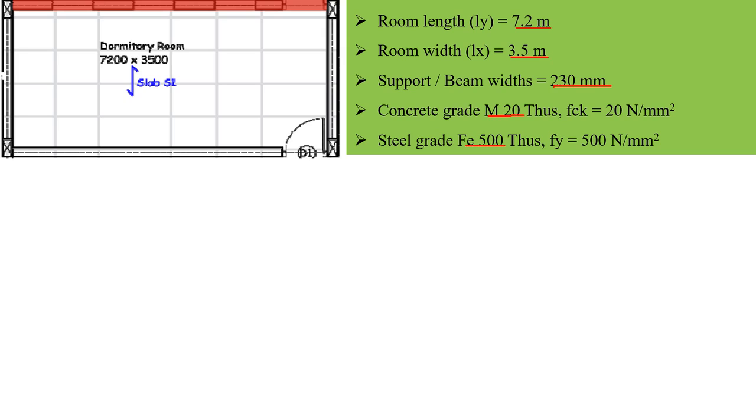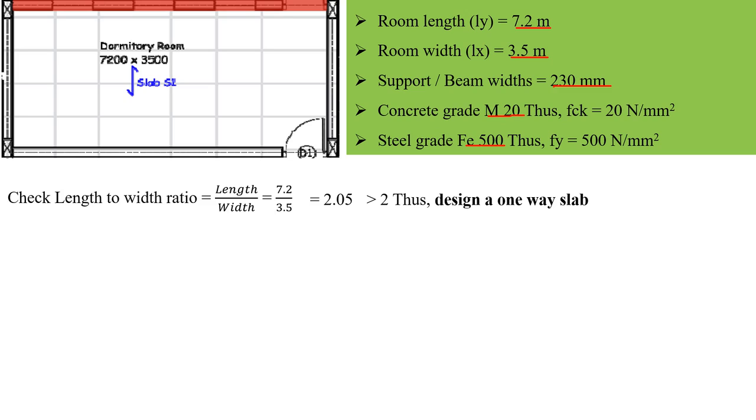So before going for a design, we should check which kind of slab it is. For doing the same, we will divide length upon width. That is, we are getting a value of 2.05, which is greater than 2. And thus we are going to design a one-way slab.